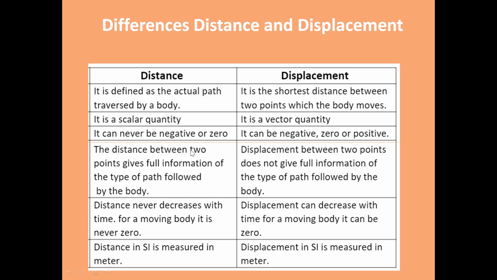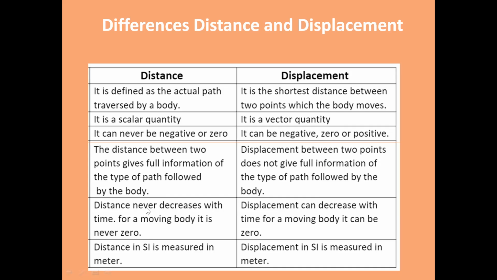The distance between two points gives full information on the type of path followed by the body, but displacement may or may not give the full information. Displacement does not give the complete information about how much path is covered by the object, because sometimes it is zero. When its initial position and final position are the same, though the object has covered some path, the displacement will be zero.